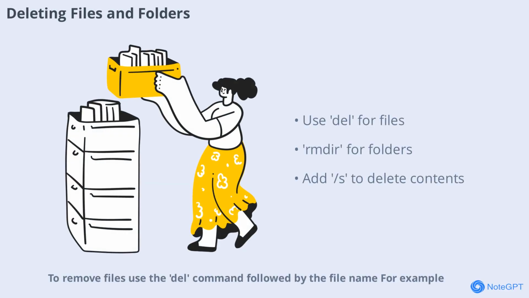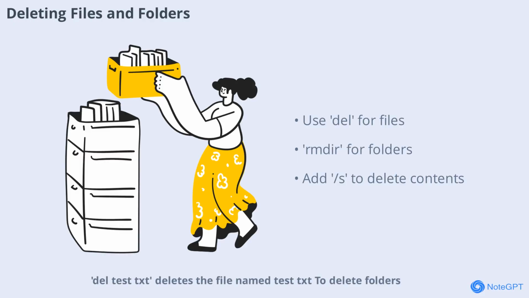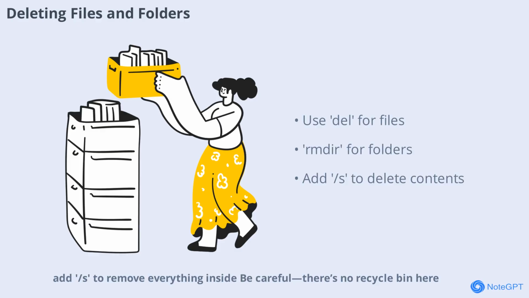To remove files, use the del command followed by the file name. For example, del test.txt deletes the file named test.txt. To delete folders, use rmdir or rd. If the folder contains files, add /s to remove everything inside. Be careful, there's no recycle bin here. Once deleted, files and folders are gone for good. Always double-check your command before pressing enter, especially when working with important data.